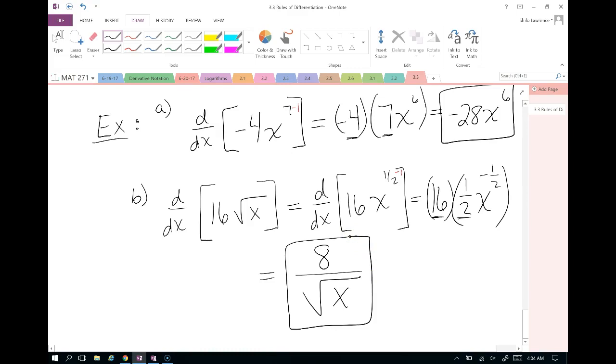Okay, so coefficients just get transferred on to the next step. You just bring them along for the ride.